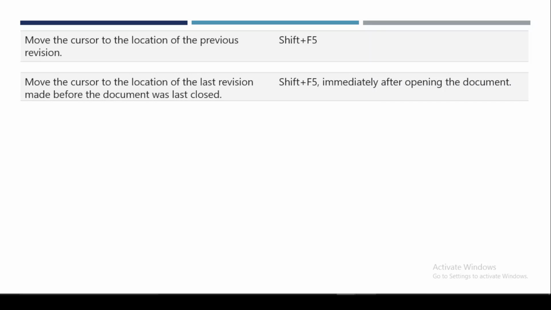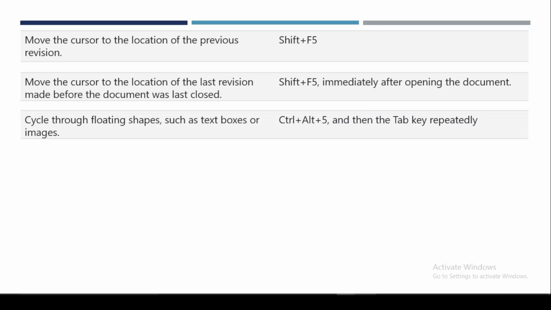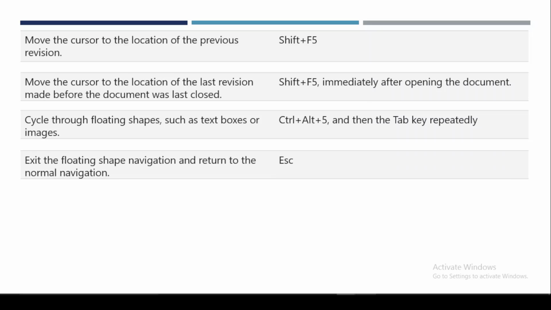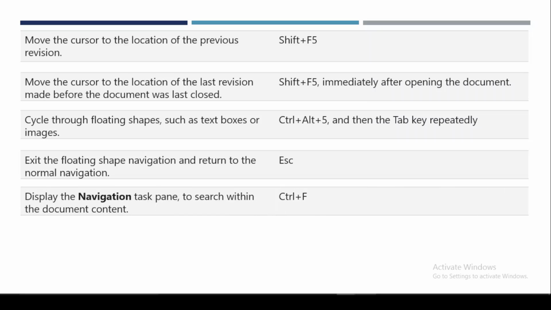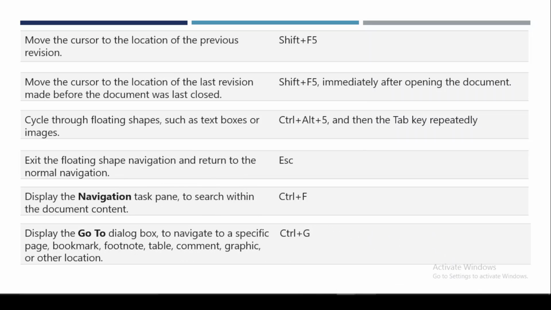Move the cursor to the location of the last revision made before the document was last closed, Shift plus F5. Immediately after opening the document, cycle through floating shapes, such as text boxes or images, Ctrl plus Alt plus 5, and then the Tab key repeatedly. Exit the floating shape navigation and return to the normal navigation, ESC. Display the navigation task pane to search within the document content, Ctrl plus F. Display the Go To dialog box, to navigate to a specific page, bookmark, footnote, table, comment, graphic, or other location, Ctrl plus G. Cycle through the locations of the 4 previous changes made to the document, Ctrl plus Alt plus Z.